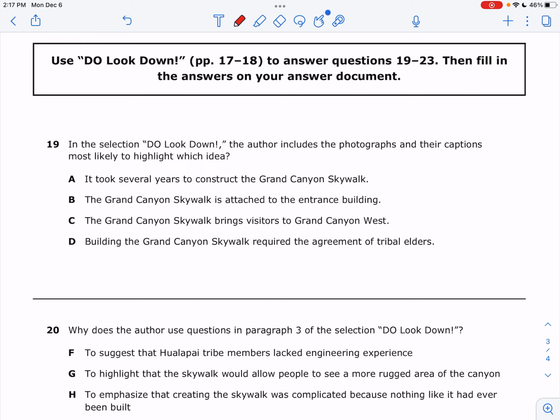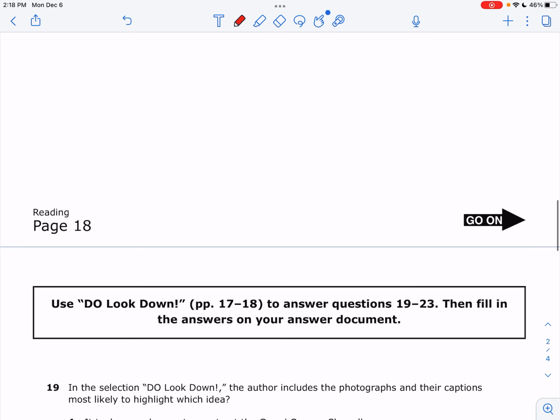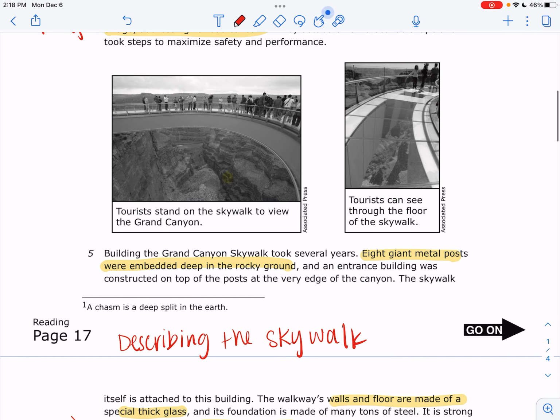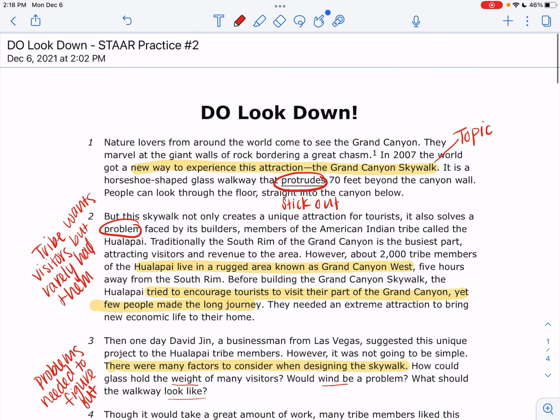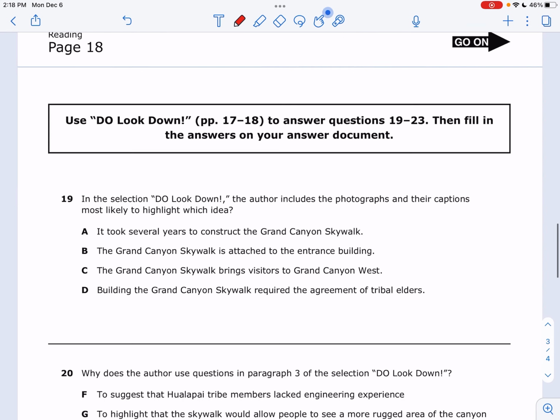So, number 19. In this selection, do look down. The author includes the photographs and their captions most likely to highlight which idea. Okay, so we're going back to the pictures and we're taking a look at them. What do they say? Tourists stand on skywalk to view the Grand Canyon. Tourists can see through the floor of the skywalk. Okay, so this is looking for, why does the author include the photos? Okay, what's the purpose? Is it to show that it took several years to construct it? Does this have anything talking about it showing it?